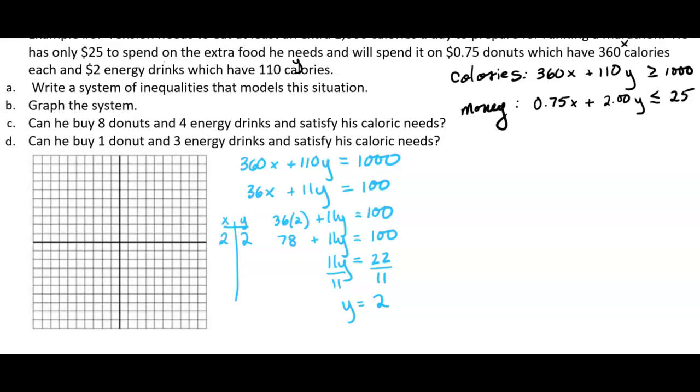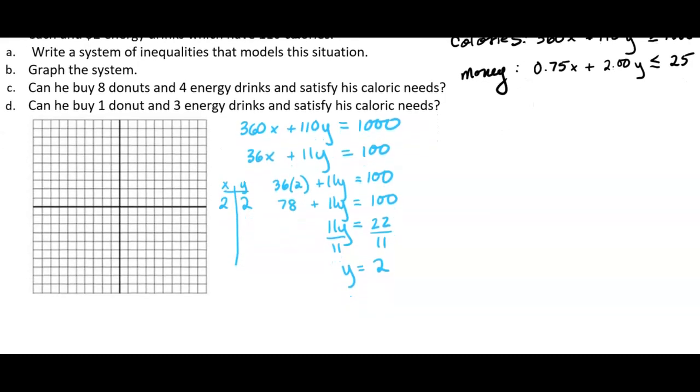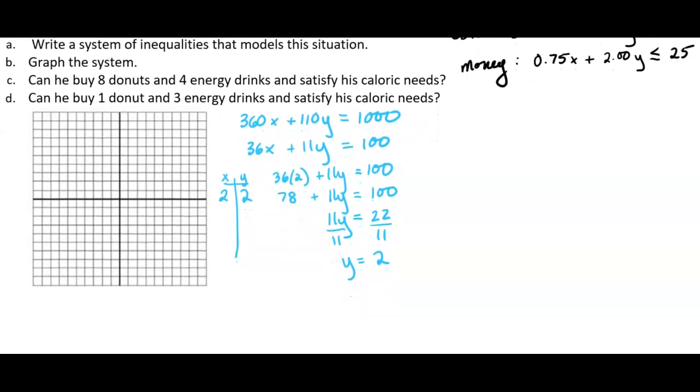I don't think 1's going to be a good one to pick. Well, I've got to pick something, right? Okay, so we're just going to get some kind of decimal thing going on. 36 doesn't go into 100 evenly, and neither does 11, so, darn. Okay, so we'll try a 1 for x and see what we get.